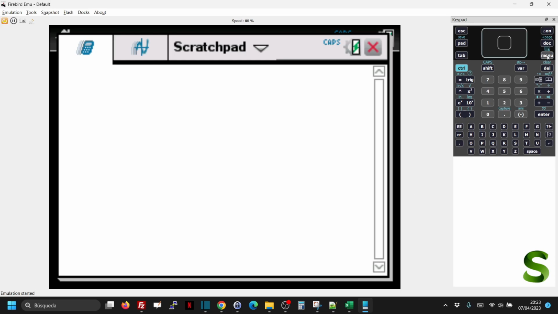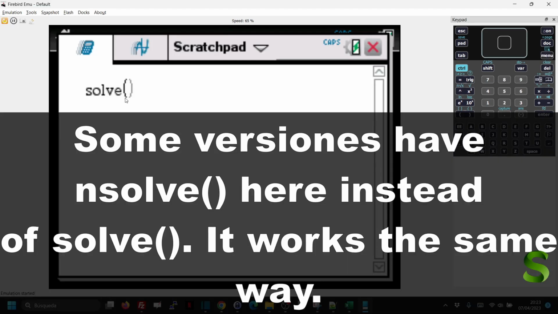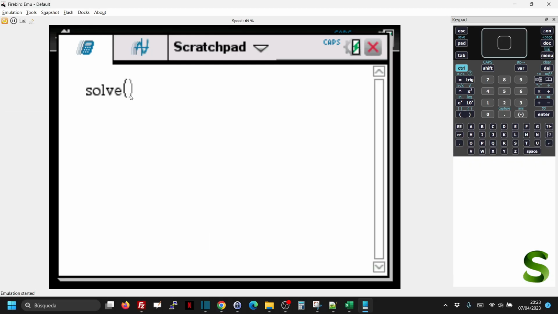So we go to the menu, we go to algebra, and we go to the solver. The first option is the solver. And we'll have the equation that says solve. And then here we just have to put the equation we want to solve.